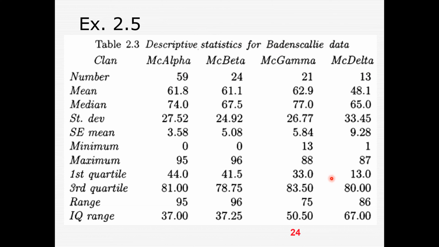From these statistics, we may intuitively find the clan with a relatively longer life expectancy. For example, Gamma. It has a larger mean, larger median, relatively small standard deviation, and it does not have any individual who died as an infant. 0 means they died before their first birthday, so they died as infants.